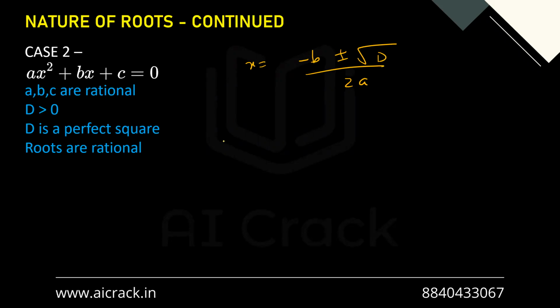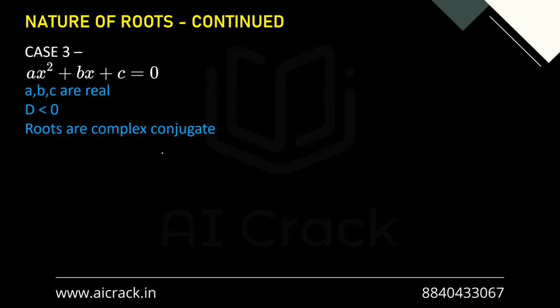So in that case, we will not have that kind of pairs, and we cannot really find the value of the other root with the help of one single root. So in case a, b, c are rational, D is greater than 0, and D is a perfect square, then the roots are rational.